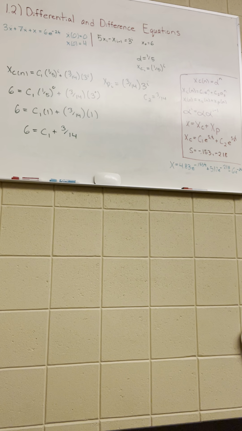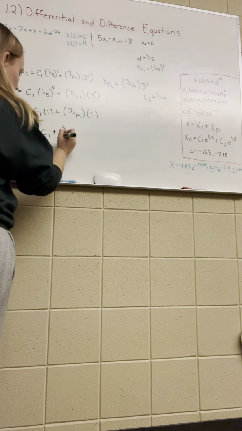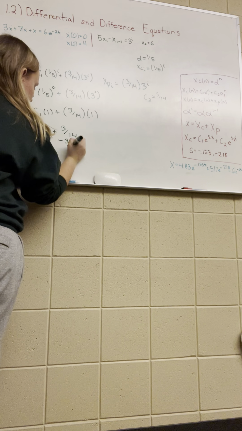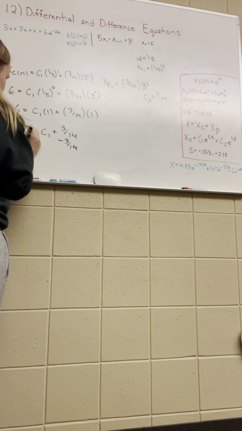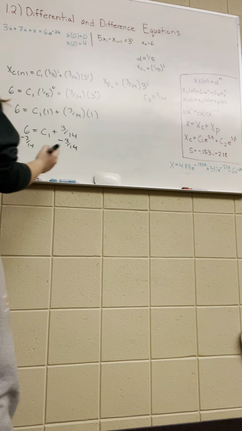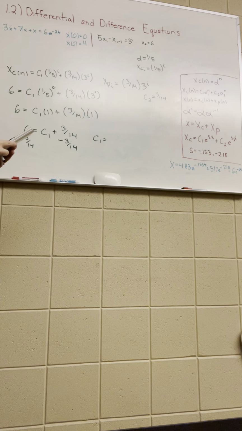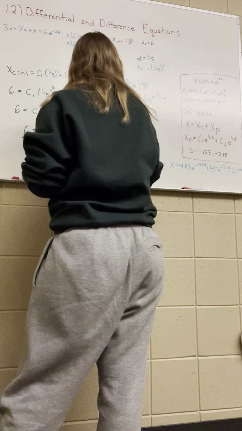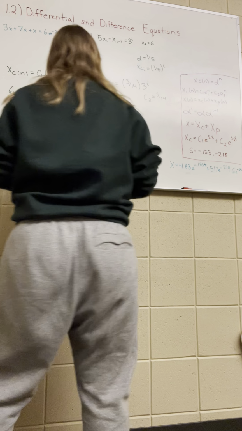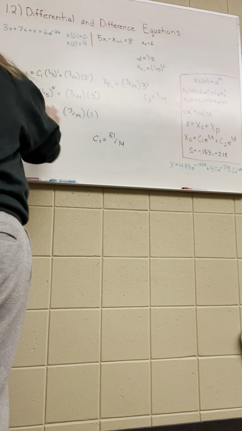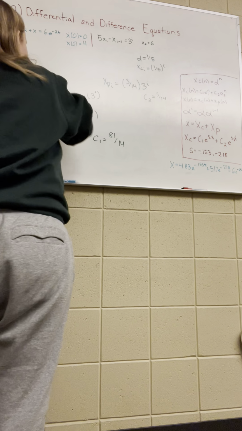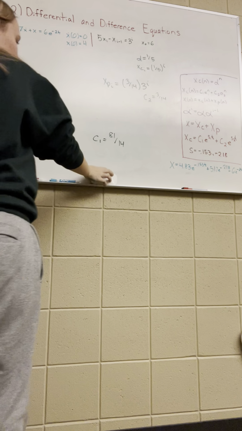And I'm going to grab my calculator real quick. So now we will take minus 3 over 14 over here, and minus 3 over 14 over here to get our c1. So 6 minus 3 over 14 equals 81 over 14. We will erase all this. And we have our final equation.